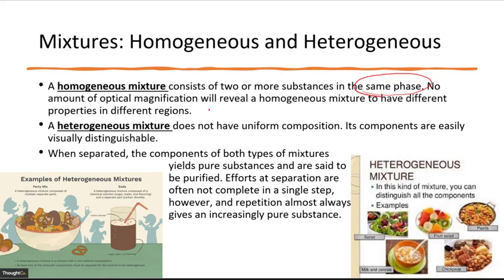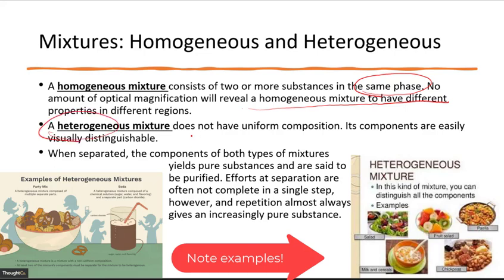No amount of optical magnification will reveal a homogeneous mixture to have different properties in different regions. If I have a jug of Gatorade and pour 2 glasses of Gatorade, they are going to taste equally the same. One is not going to be different from the other. A heterogeneous mixture does not have uniform composition. Its components are easily visually distinguishable.